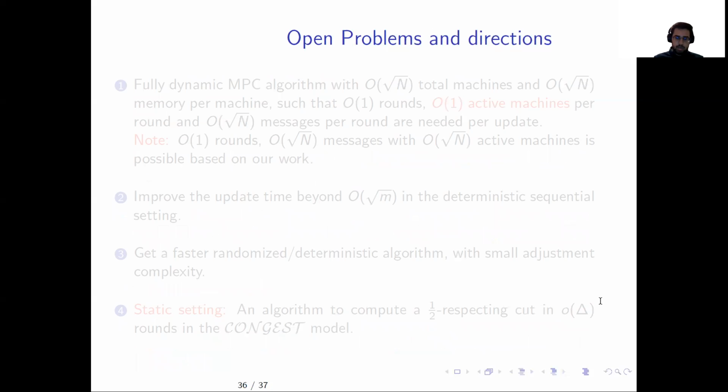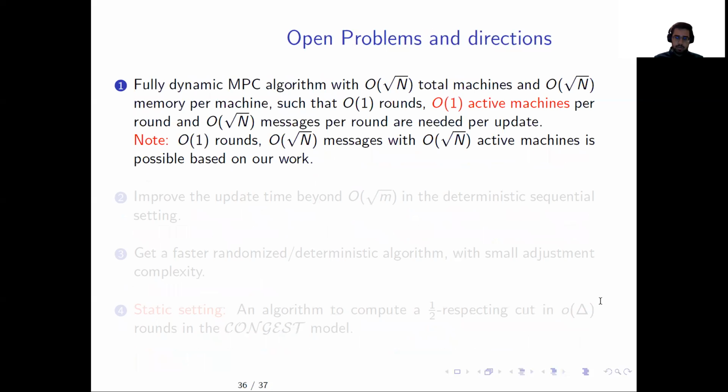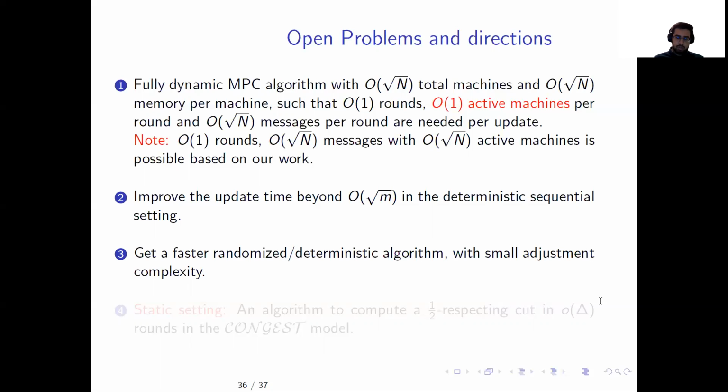So now I'd just like to conclude this talk with open problems and directions. We would like, in fact, to have more efficient MPC algorithms, which only take sublinear in n machines and memory per machine, such that with a constant number of rounds, a constant number of active machines that we're using per round, and fewer number of messages. So this first open problem is based on the direction of the dynamic MPC algorithms that have been recently studied by Italiano et al.